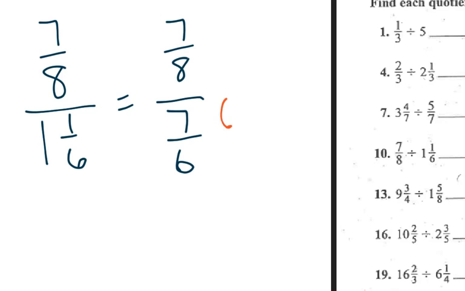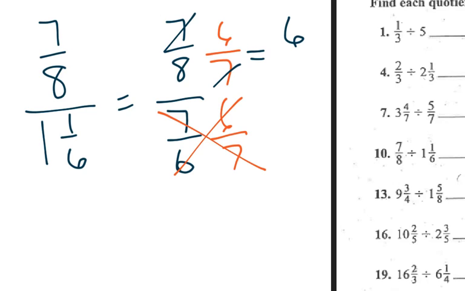Then we're going to flip over the bottom, multiply by the reciprocal. These 6's cancel, these 7's cancel. Anytime that you have the same thing on the numerator as you do in the denominator, they cancel each other out. And it happens again up here. My 7's cancel, and I get 6/8.